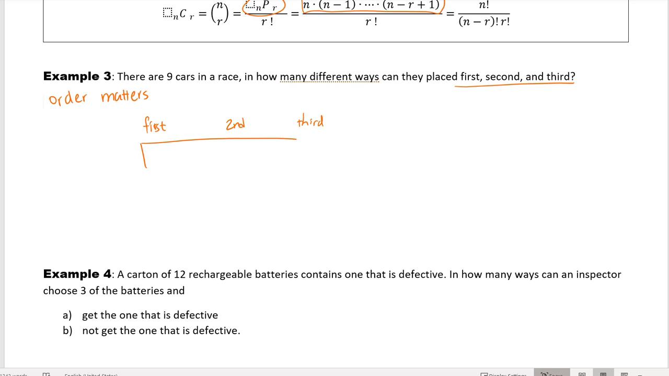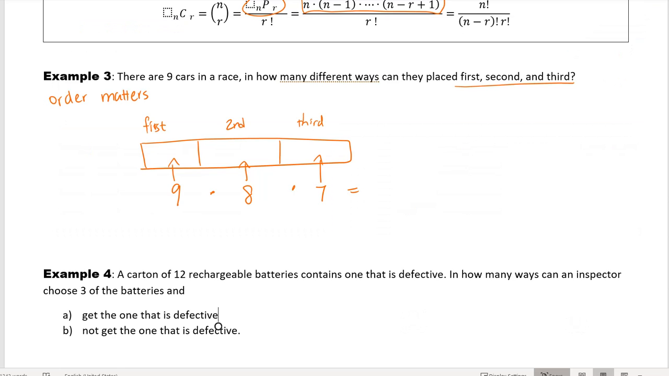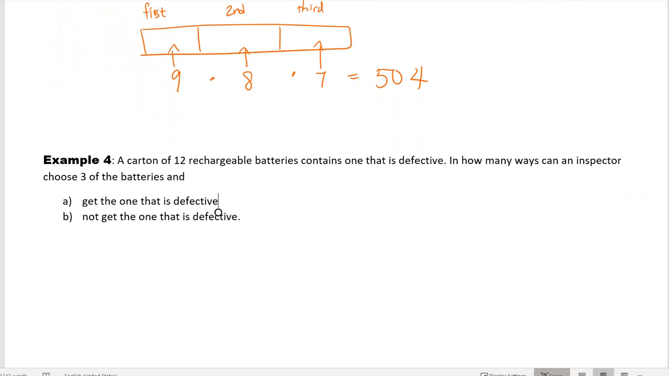Okay, so we can draw boxes. First box, how many choices? 9 cars. Second box, we have 8, and then here we have 7. So 9 times 8 times 7, what is that? 504. Okay, so this is the number of ways that those 9 cars can be placed first, second, and third.